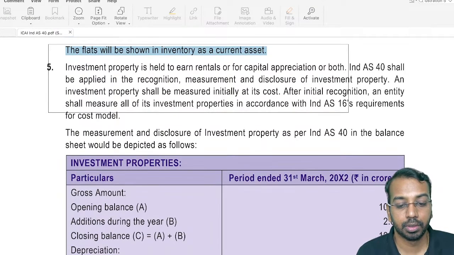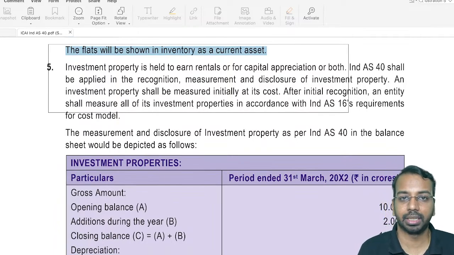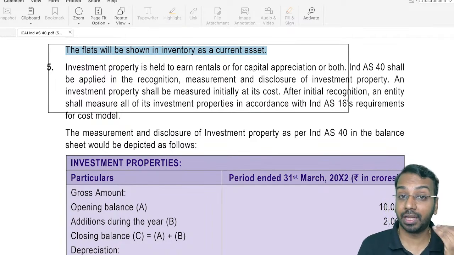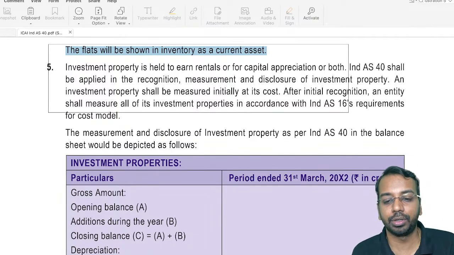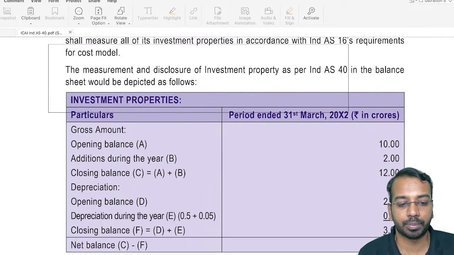Now you have to make a lot of disclosures regarding the carrying amount and all the reconciliation. That part is understood. You also need to disclose what the fair value is, how the fair value is calculated, and what the inputs are that go into the fair value. All of that needs to be disclosed. So now here the measurement and the disclosure of investment property is as follows.